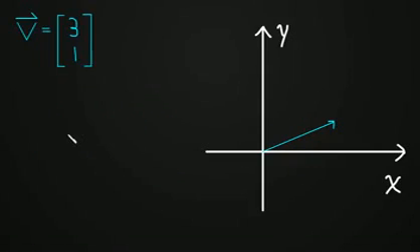Let's find the length of v equal to 3, 1. But before we do that, let's just get some notation out of the way. When we're talking about the length of a vector, we write these double bars around it, almost like a double absolute value around the vector. And now this is read the length of v.